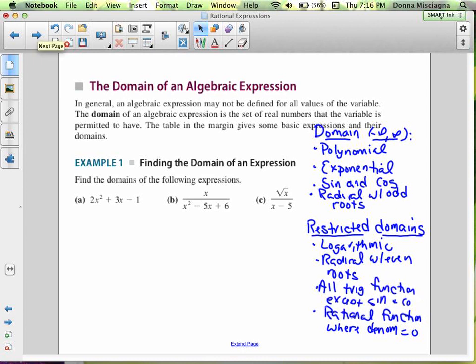Keep losing my S's. Really need that S. And then rational functions where the denominator is 0.